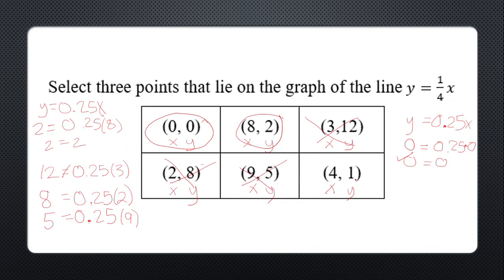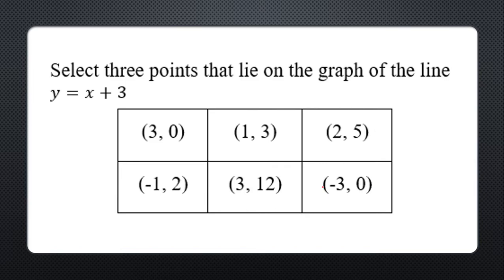So we're going to try the last one. All right, so if I take my y, which is 1, does 1 equal 0.25 times 4? And the answer to that is yes, it does. So we're going to make sure that you have those 3 circled, but make sure that you understand how we came up with these questions. If you need help and you don't understand, then you can still raise your hand and ask for help, because that's what I'm here for.